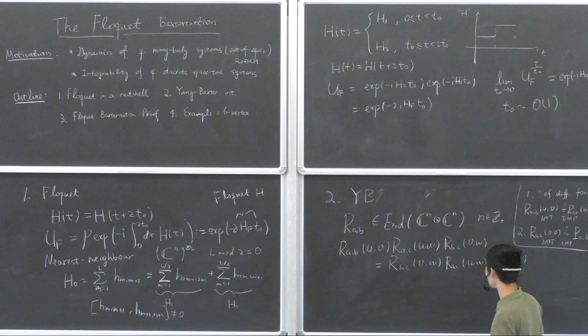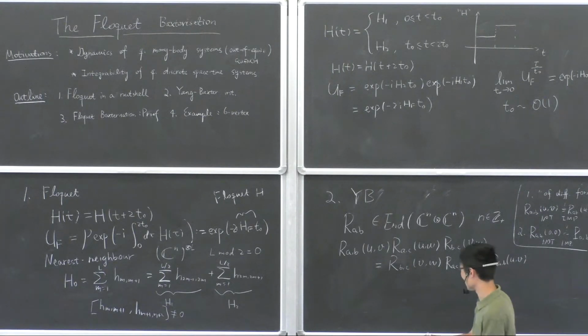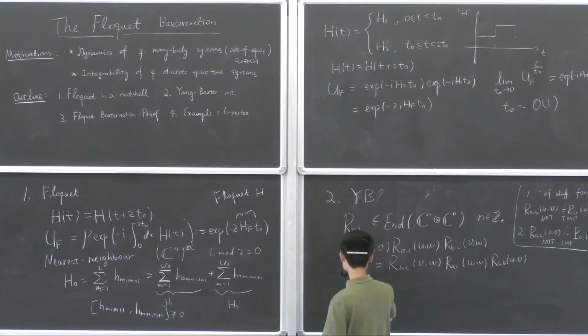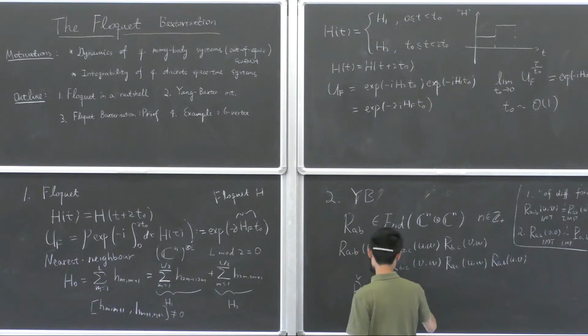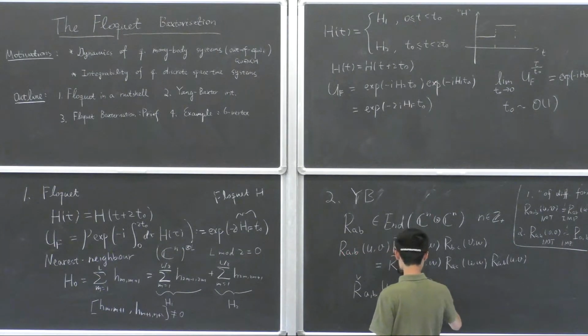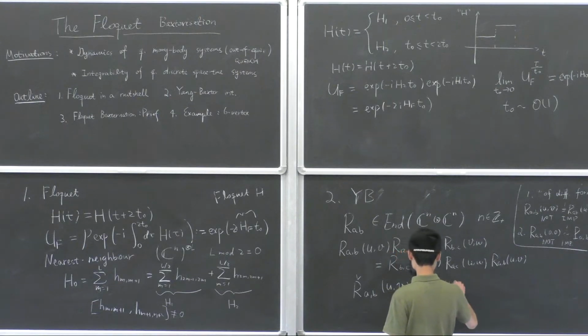And also, for my own convenience, I define an object called the R-check matrix. R-check is defined as just the R matrix multiplied with the permutation operator.